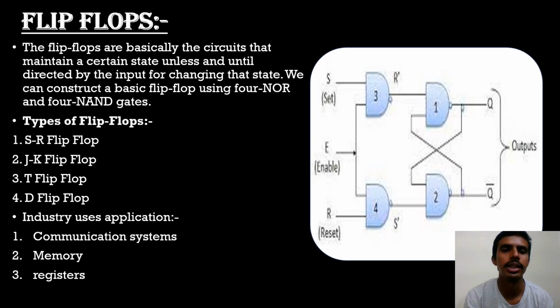Flip-flops. The flip-flops are basically circuits that maintain a certain state unless and until directed by the input to change the state. We can construct a basic flip-flop using 4 NOR and 4 NAND gates. As we can see, this is an example of a 4 NAND gate flip-flop. So the types of flip-flops are SR flip-flop, JK flip-flop, T flip-flop, and D flip-flop. Industry uses or applications of flip-flops are in communication systems, memory, and registers, where they play a vital role in storage of elements by using the previous state as well as the reset state or the current state, which is known as preset state or the set state in the field of DSD.